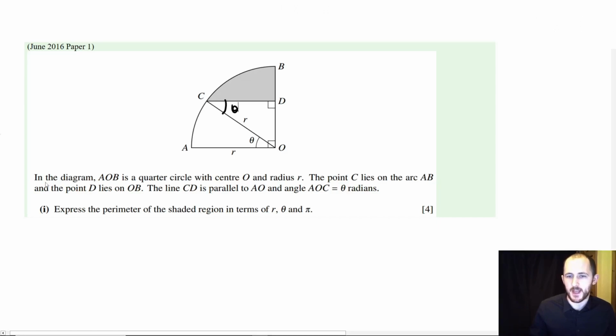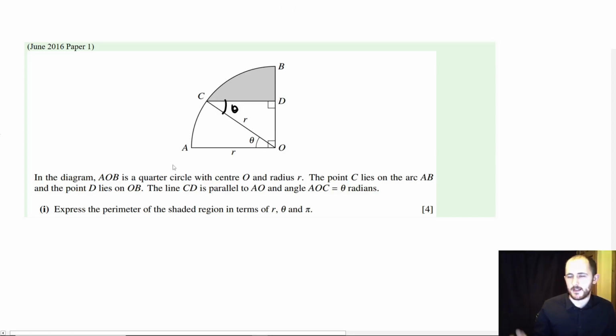Okay. And in the diagram, AOB is a quarter circle. So this whole thing here is a quarter of a circle with centre O and radius R. The point C lies on the arc AB, and the point D lies on OB. The line CD is parallel to AO, and the angle AOC is theta radians. So find the perimeter of the shaded region in terms of R, theta, and pi. So we want basically this length, and the arc length. Okie dokie, let's get started, shall we?